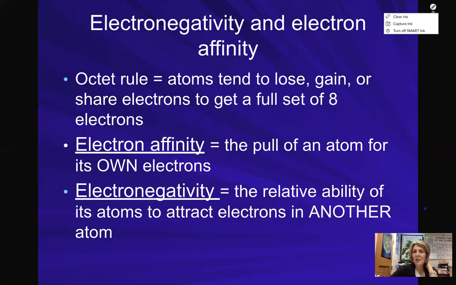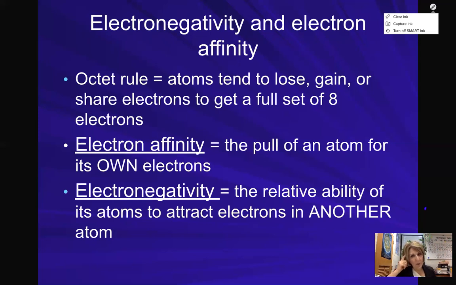So electron affinity and electronegativity. Remember, electron affinity is the pull I have for my own electrons, but electronegativity is the pull I have on some other dude's electrons. And as it turns out, electronegativity is the most important for first year chemistry students to understand, because that has to do with bonding.